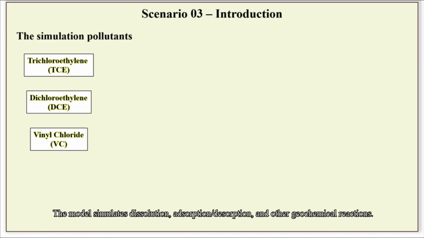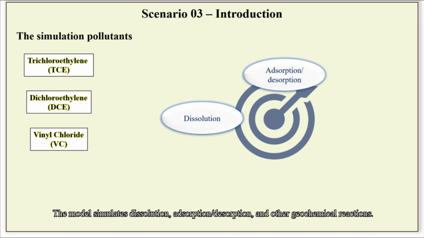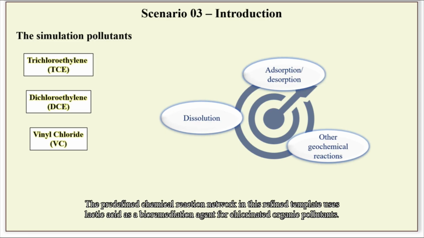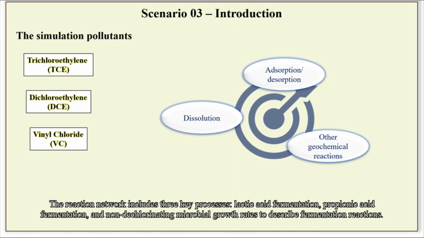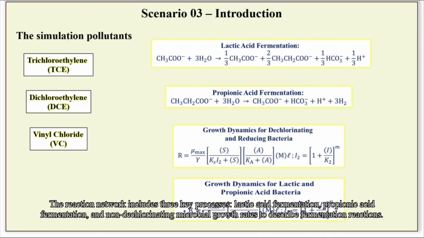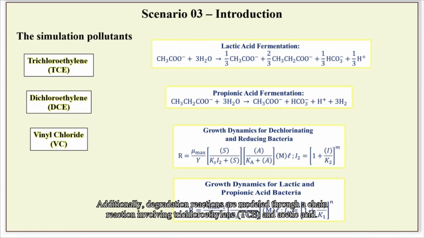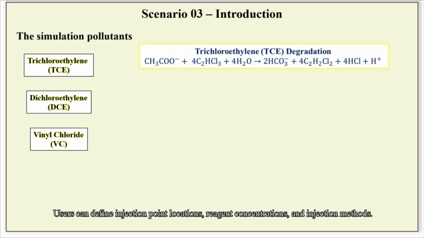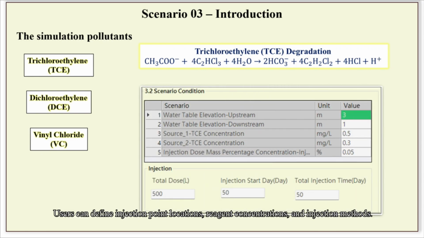The model simulates dissolution, adsorption/desorption, and other geochemical reactions. The predefined chemical reaction network in this refined template uses lactic acid as a bioremediation agent for chlorinated organic pollutants. The reaction network includes three key processes: lactic acid fermentation, propionic acid fermentation, and non-dechlorinating microbial growth rates to describe fermentation reactions. Additionally, degradation reactions are modeled through a chain reaction involving trichloroethylene, TCE, and acetic acid. Users can define injection point locations, reagent concentrations, and injection methods.